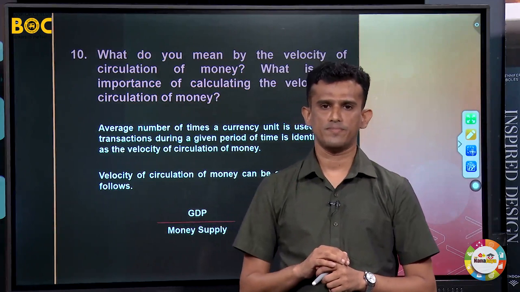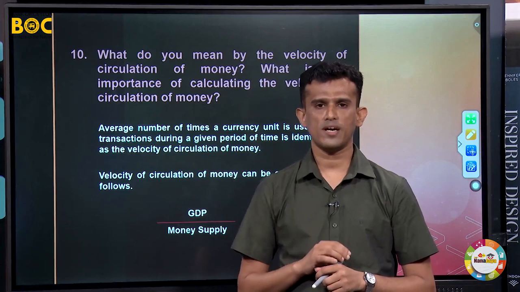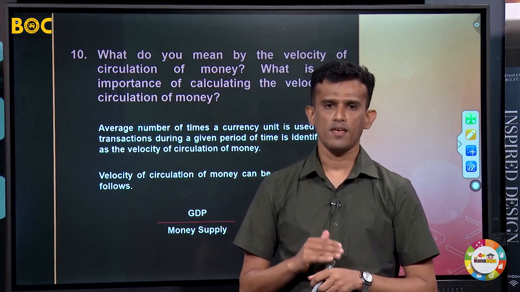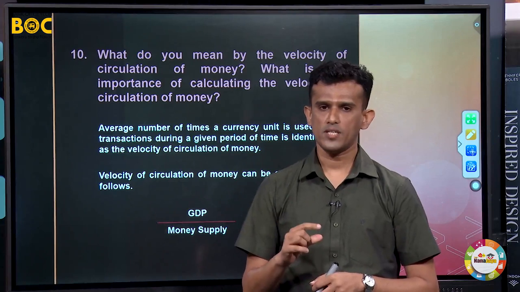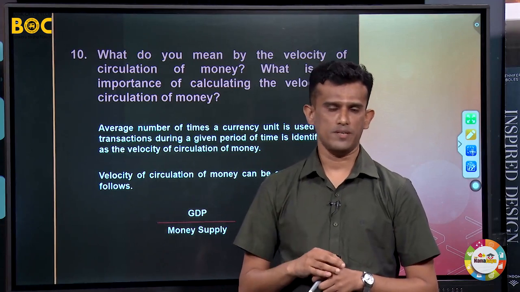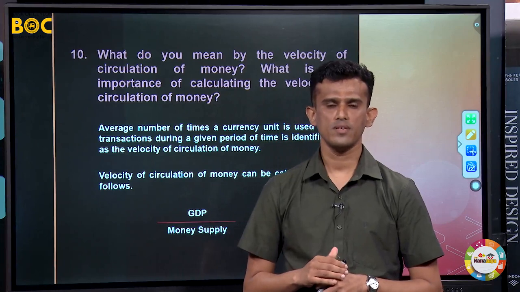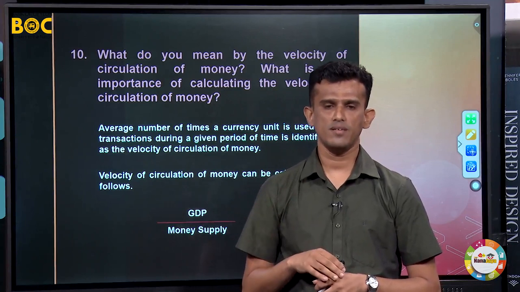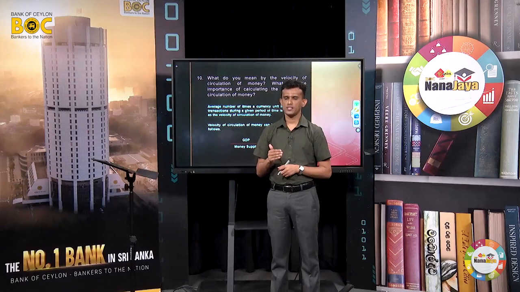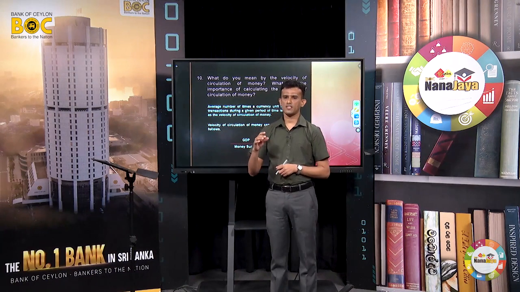Say there are four people, A, B, C and D. Say person A has a 1,000 rupee currency note with him. And say this 1,000 rupee currency note is offered to person B and purchases a good worth 1,000 rupees from person B. Now this 1,000 rupee currency note is with person B. Say now person B spends this 1,000 rupee currency note on person C and purchases a good worth 1,000 rupees from person C. Now this 1,000 rupee currency note is with person C.